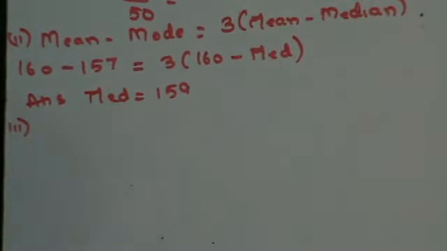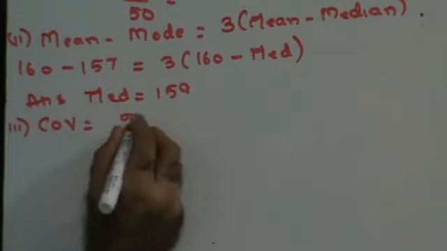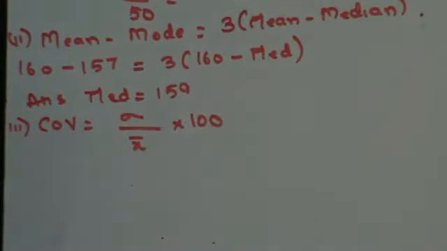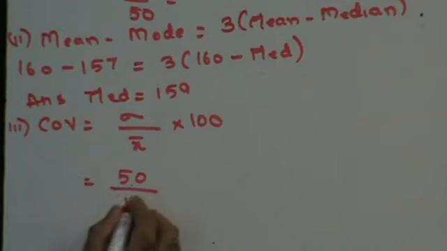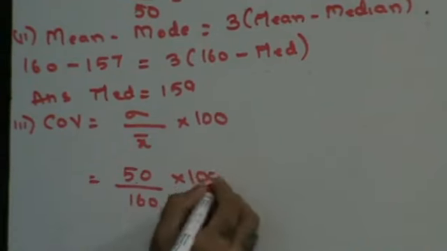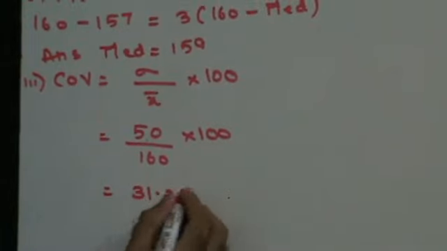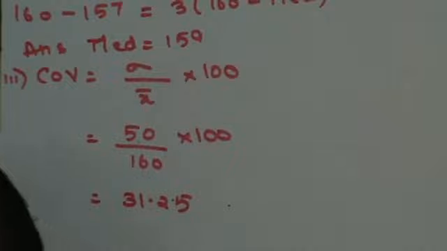Next, the last thing they've asked you to find out is coefficient of variation. Coefficient of variation is standard deviation upon mean into 100. Again, standard deviation is given to you, mean is given to you, into 100. Simplify this, you should get the answer. Next, take down next sum please.